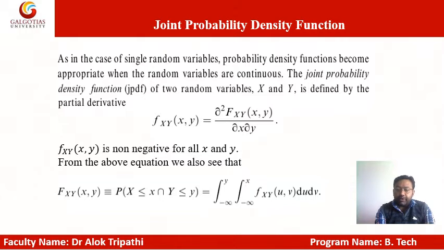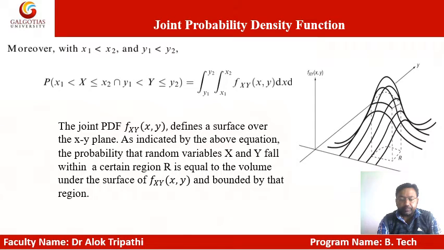This is equal to, we integrate the probability density function first with respect to u and then with respect to v. The limit of integration will be minus infinity to x for the variable u and then minus infinity to y for the variable v. So this is how we can find the joint probability distribution function from the joint probability density function, and from the joint probability distribution function we can find the joint probability density function. Okay, that's it.